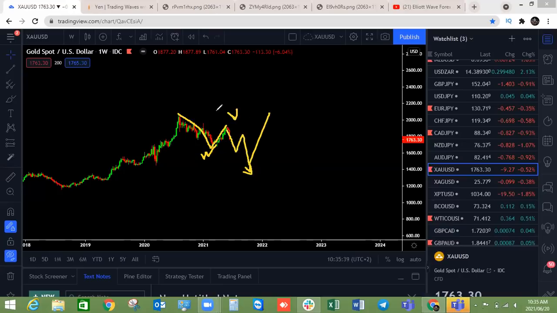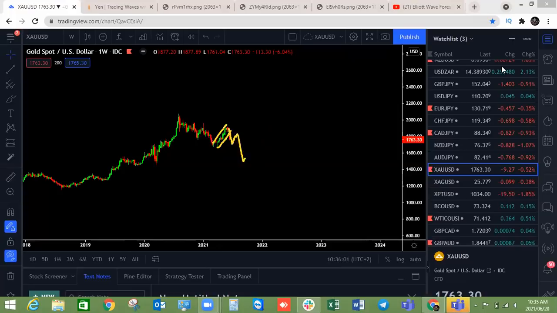Another 3 waves before we push to the upside. Let's do this one in 3 as follows: 1, 2, 3, W, X, Y, and then upside. Okay, but for now, the weekly chart and the indicators are showing us short-term downside here. So we're going to be looking for this one to come down.